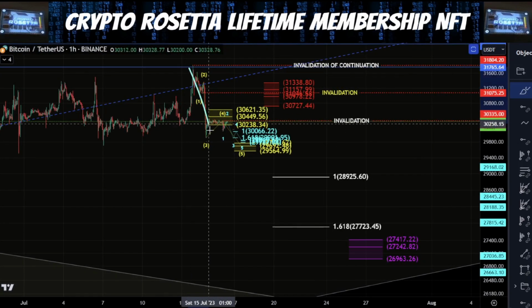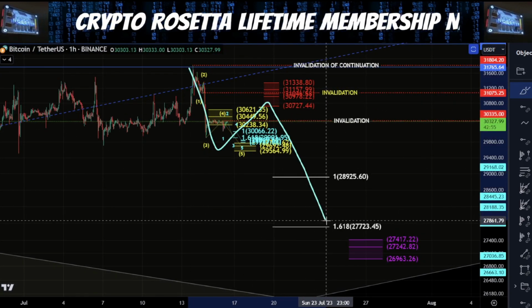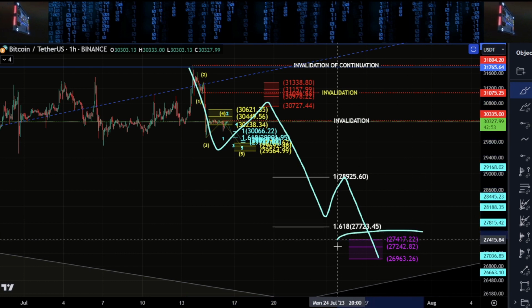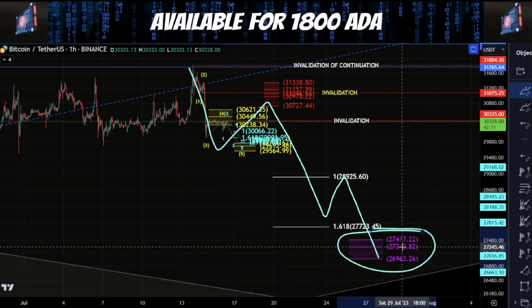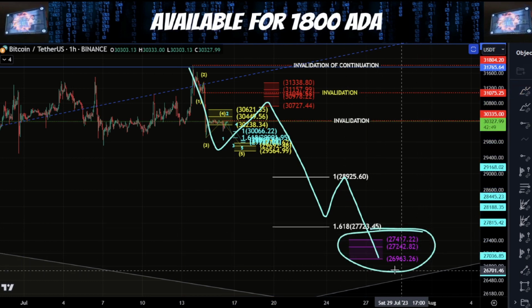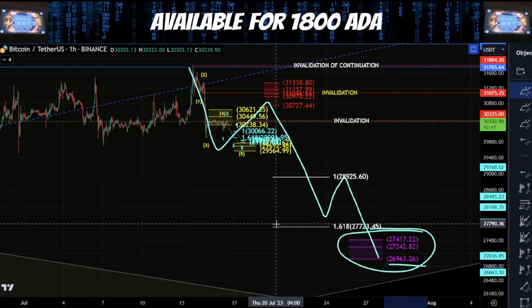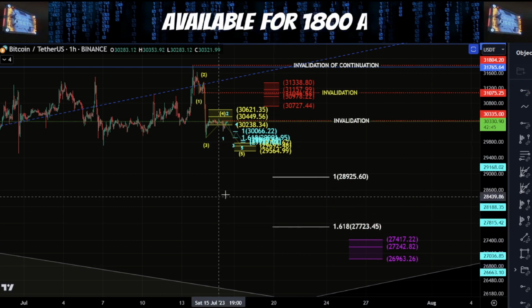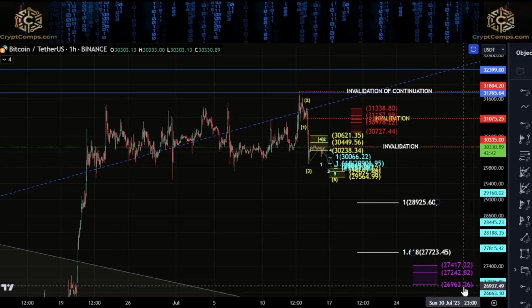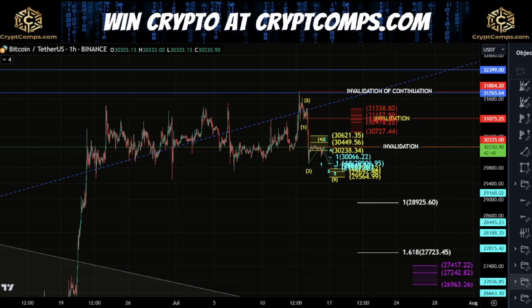If we did see something like this where this becomes 1, 2, 3, 4, and 5, potentially this could mean that we push down into some of these lower ranges here. 27,417 to this 26,963 would be potential lower targets. So we could actually see this develop into a five-wave move in this way.